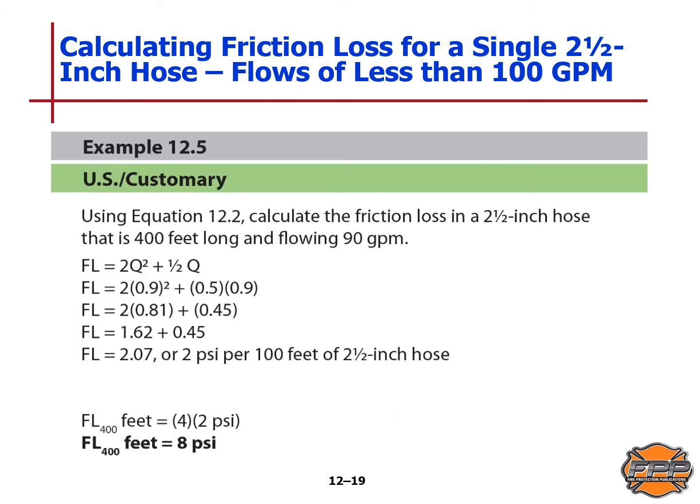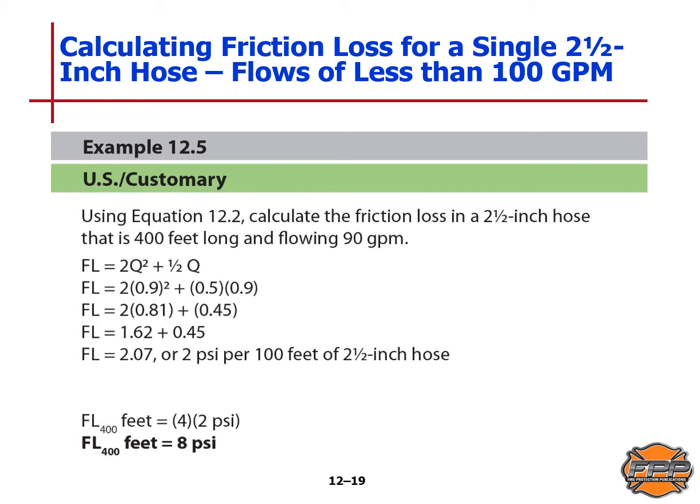So using equation 12.2, we can calculate the friction loss in a 2.5 inch hose that is 400 feet long and flowing 90 gallons per minute. So here's our formula. FL, which is friction loss, equals 2Q squared plus 1/2 Q. So let's plug in the numbers. Friction loss equals 2 times 0.9 squared, 0.9 is our Q, plus 0.5 times 0.9.